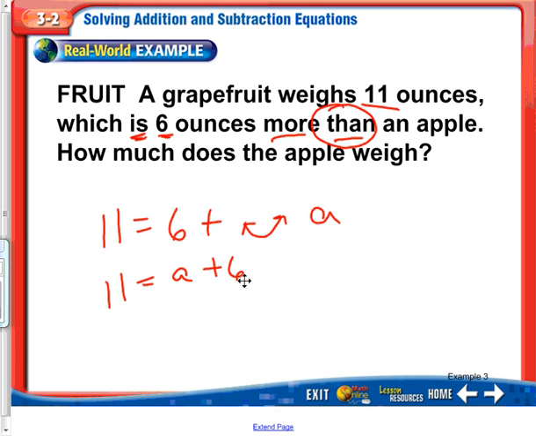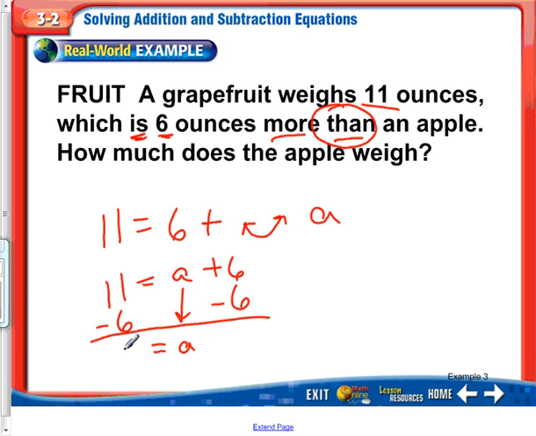Then tells us to flip the order of our equations. Now, they want to know how much the apple actually weighs, so we need to subtract 6 on both sides. Again, focus on the side with the variable. We don't want to do anything with the 11. It's the A that we want to get by itself. So subtract 6 on both sides to keep that teeter-totter equal. Bring your A down.